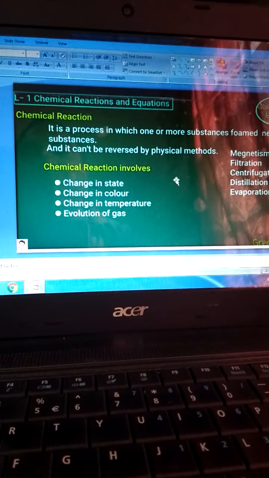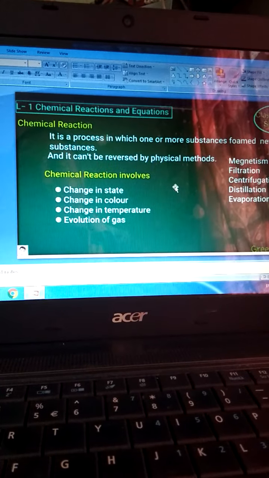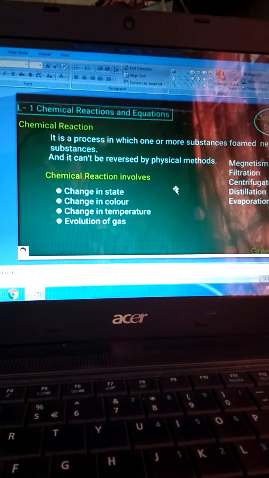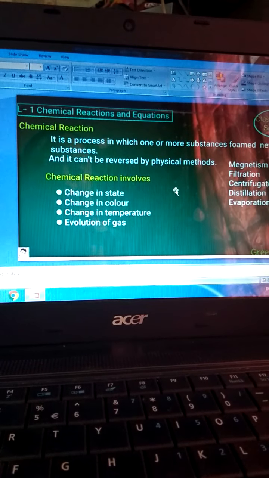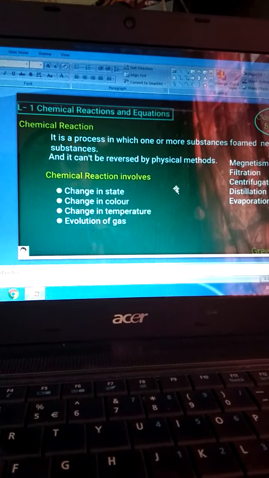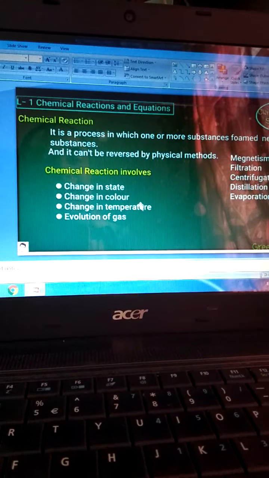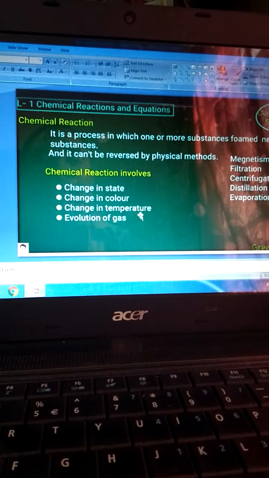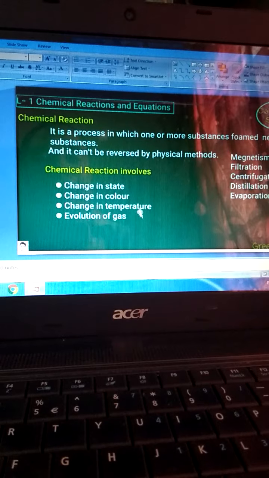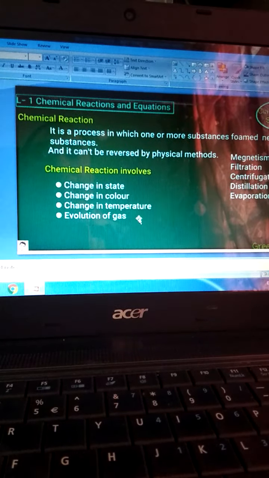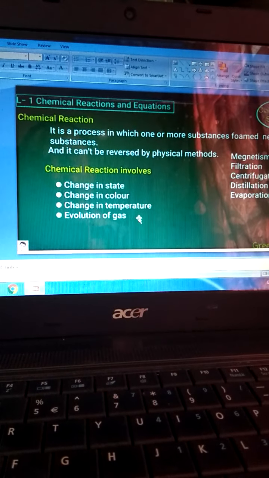Now, how will we come to know, or how can we determine, that some chemical reaction has taken place here? By observing a few changes, we can say that a chemical reaction has taken place. For example, if we see change in state, change in color, change in temperature, evolution of gas, these are the indicators which indicate that some kind of chemical reaction has occurred here.